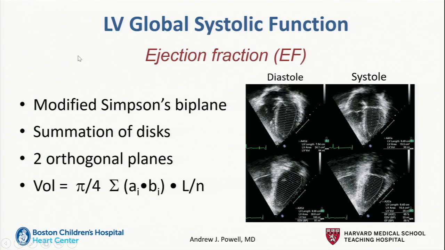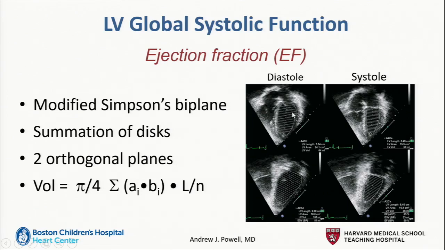So here are some examples of ways to measure ejection fraction. One approach is the modified Simpson's biplane approach. Here we have diastole, here we have systole, and for each of these, for both diastole and systole, we're going to measure things in 2 orthogonal planes. Here this is a 4-chamber, this is a 2-chamber view, and you put a contour around the edges of the ventricle, and the machine will put these little lines in there.